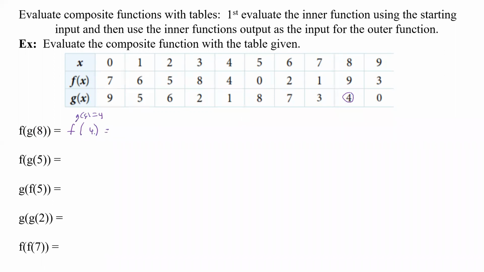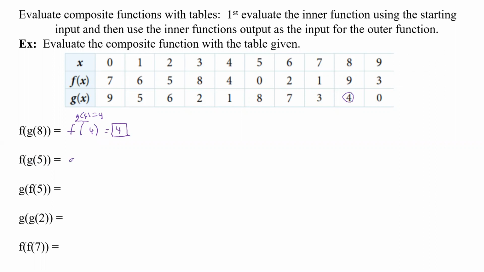Now we need to find out what f of 4 is. Well, x now is 4, and f of x gives us 4, and so that is going to be our answer. So first we had to find out what g of 8 was. That was our 4. Plug that into f, and f of 4 is equal to 4. Okay, so that then would be our final answer.